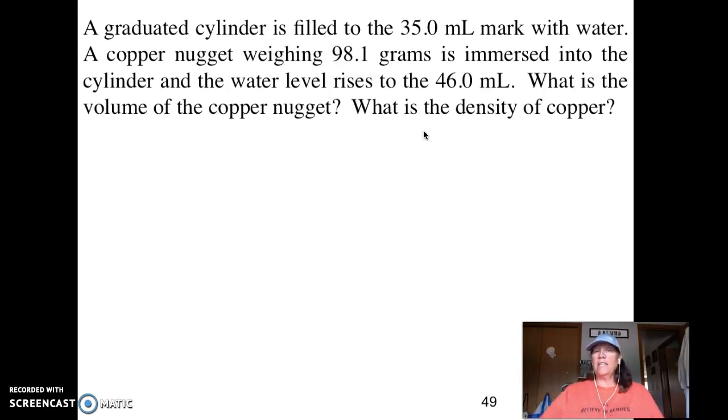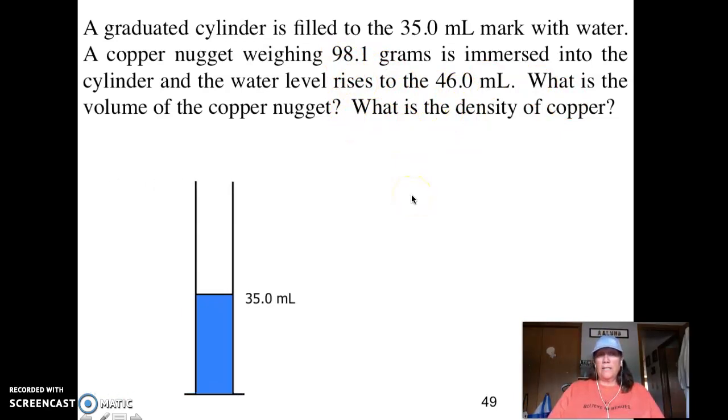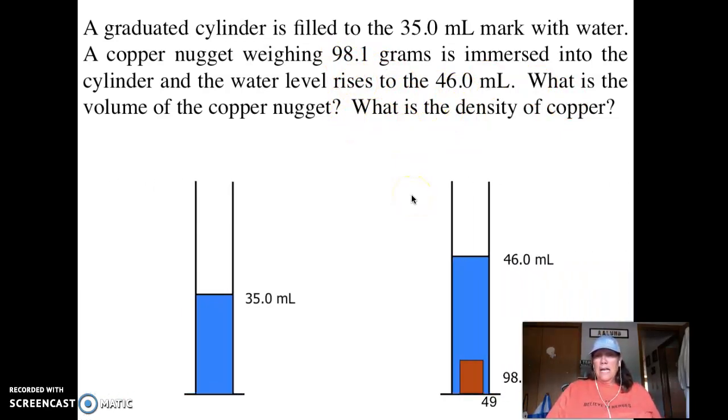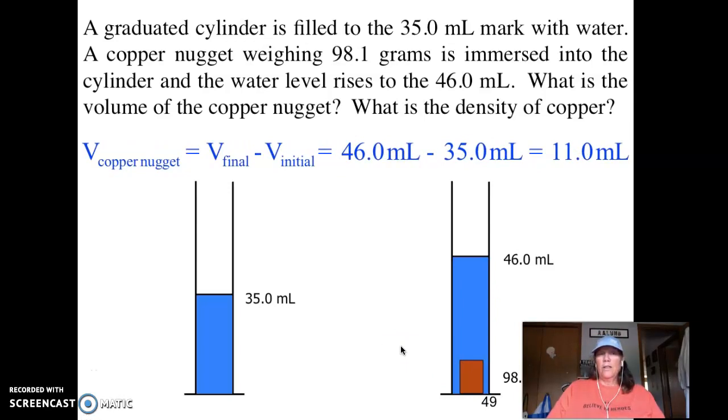And then if I want to find the density, I have the volume, I have the mass, I'm just going to do mass divided by volume. So here's my scale. I drop my copper into it and it goes from 35 to 46. So now I know the volume of my copper is 11. The volume is the final minus the initial, 46 minus 35. And so now I know the volume. So you can do that for an irregular shaped object if it'll fit in the tube.